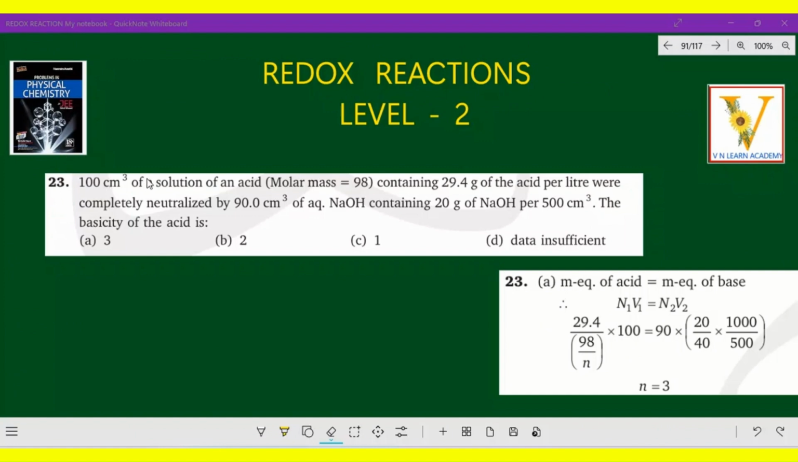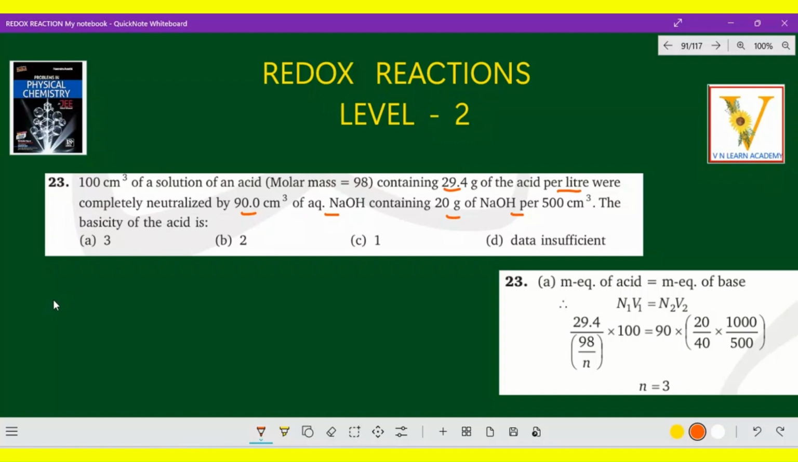The next question: 100 centimeter cube of a solution of an acid, molar mass 98 gram per mole and containing 29.4 gram of the acid per liter, were completely neutralized by 90 centimeter cube of aqueous sodium hydroxide containing 20 gram of sodium hydroxide per 500 centimeter cube. The basicity of the acid. See, it's very simple. First and foremost, we have to find the molarity of acid and base, and then we can identify the number of moles of acid and base. Finally, we can identify the basicity of the acid.